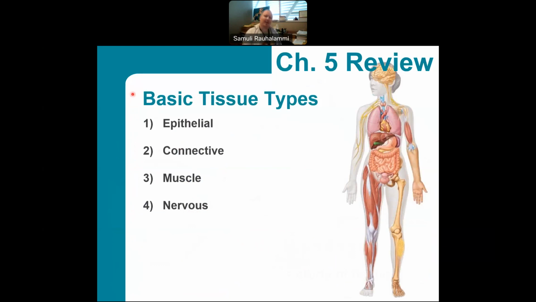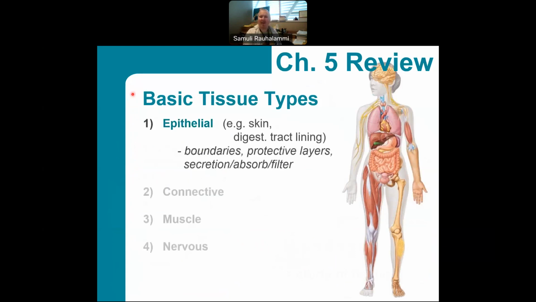And I think a good place for us to start is by having a look at just a general definition, a general description of each of these four basic tissue types. So epithelial tissues are found forming boundaries or protective layers in the body. Often they are layers that are particularly good for functions like secretion, absorption, and filtering.